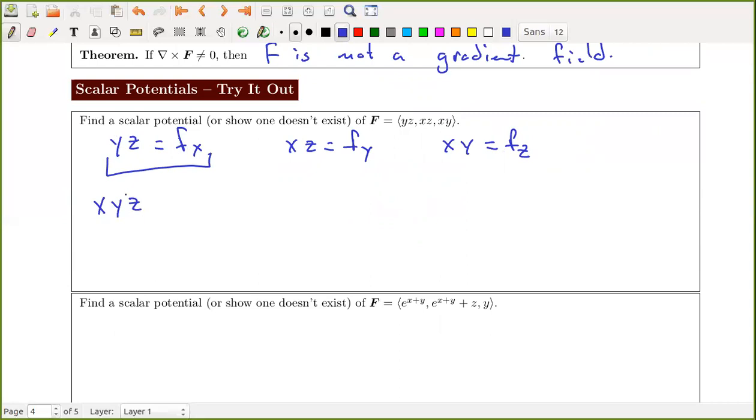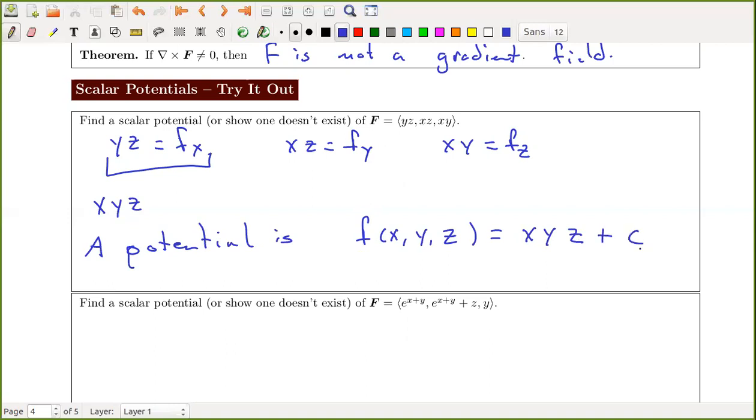And notice that if we take the derivative of this with respect to x, we get yz. And similarly, if we take the derivative of this with respect to y, we get xz. And if we take the derivative with respect to z, we get xy. So we would say a potential is f of x, y, z is equal to x times y times z. Okay, but notice that another potential would be this plus any constant.